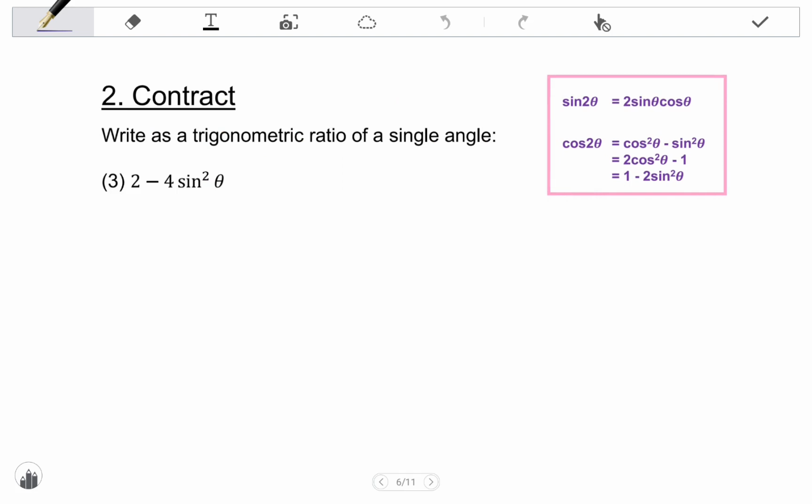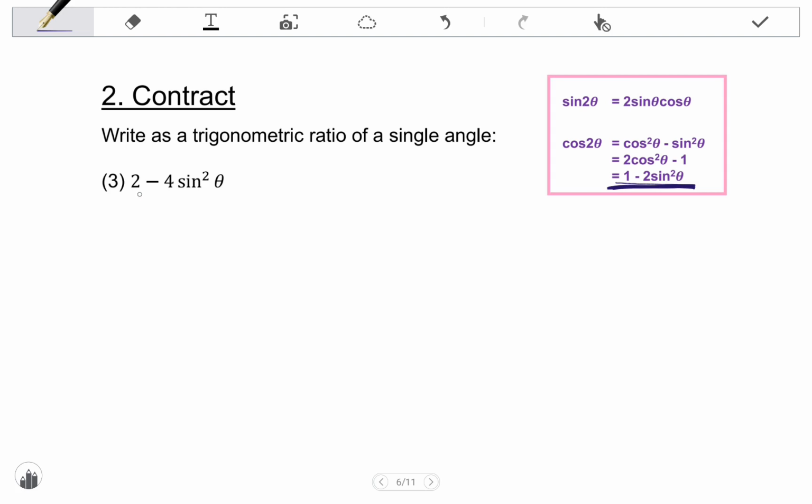Right, a third question where we have to contract. It says write as a trigonometric ratio of a single angle. Okay, now if we look at it, it says (2 minus 4 sine theta) all squared. Looking at the double angle formulae, the only case where I have sine theta squared being the only trig function in the formula is this last option for the cos double angle formula. Here I have 1 minus 2 sine theta all squared. Here I don't have the 1 and 2, I've got 2 and 4.